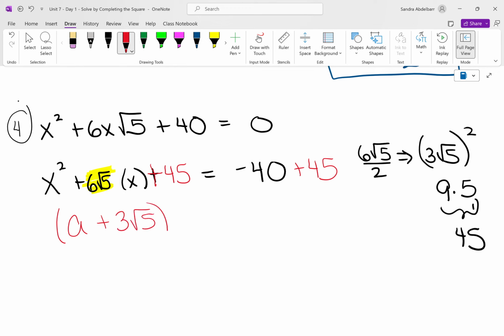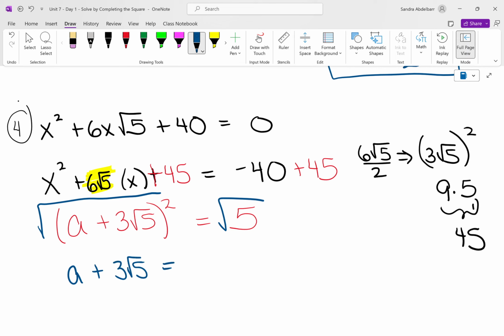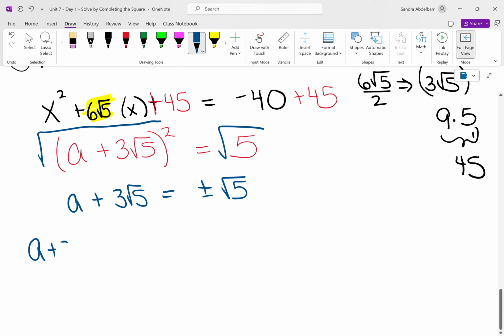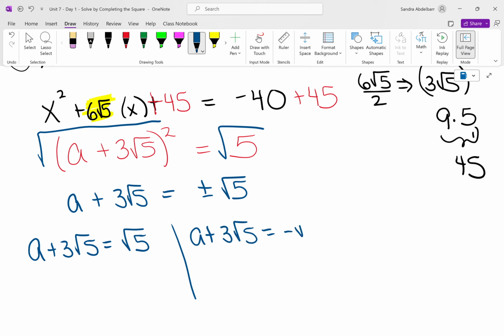All right, so now this is going to be the quantity of A plus B squared. So this is A plus 3 root 5 squared equals 5. Now to undo a square, we take the square root. So now we're going to have A plus 3 root 5 equals plus or minus root 5. So A plus 3 root 5 equals positive root 5, and we'll also have A plus 3 root 5 equals negative root 5.